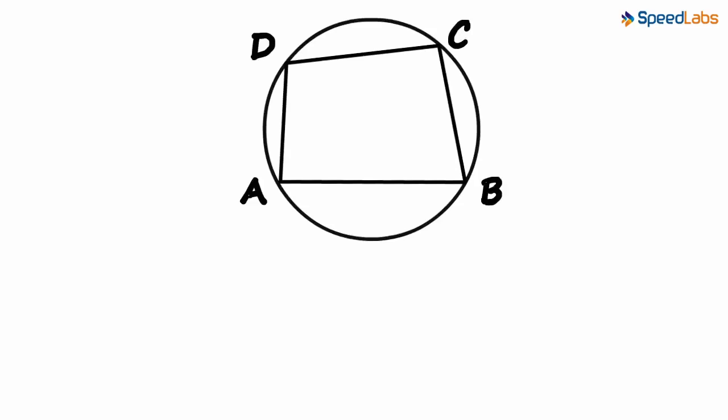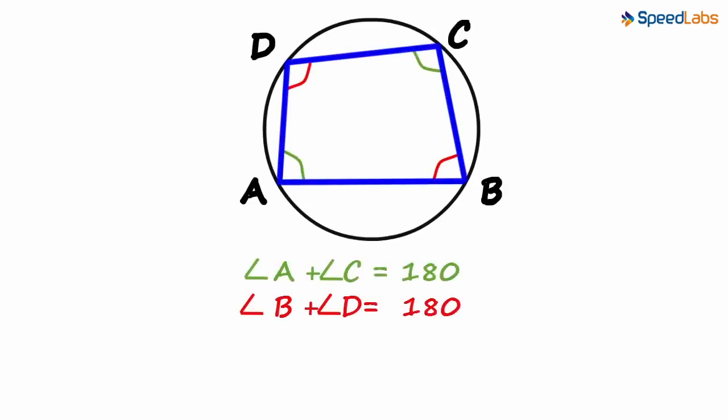We have seen that the opposite angles of a cyclic quadrilateral add up to 180 degrees. A quadrilateral is cyclic when a circle passes through all its four vertices. Of course, it's an important property, but we need to prove this result.